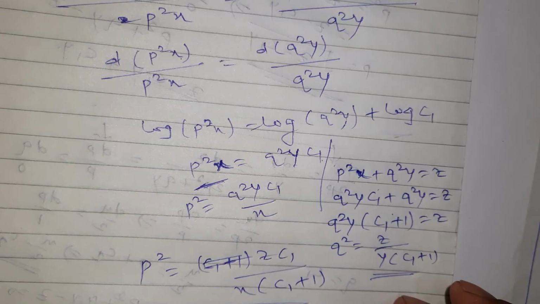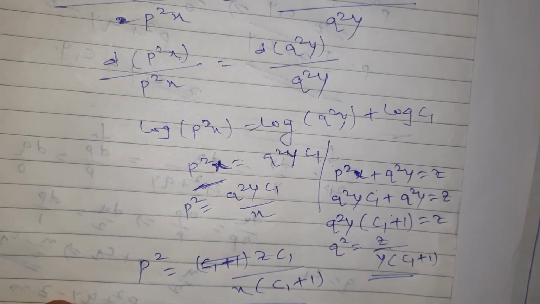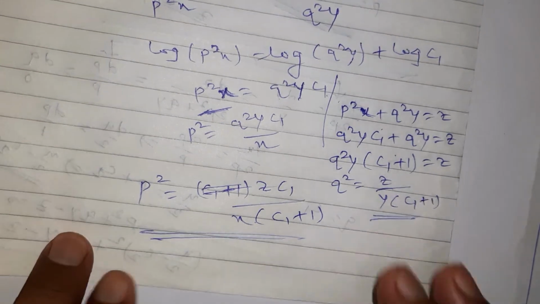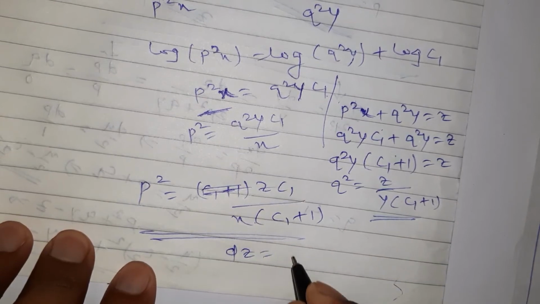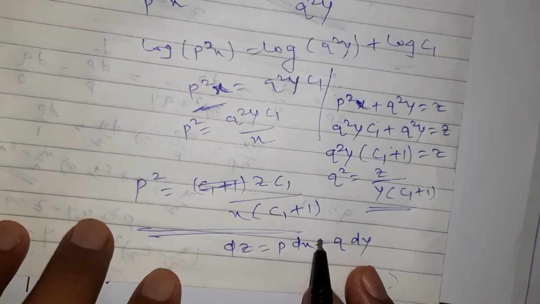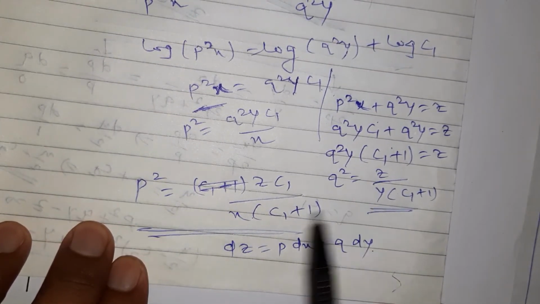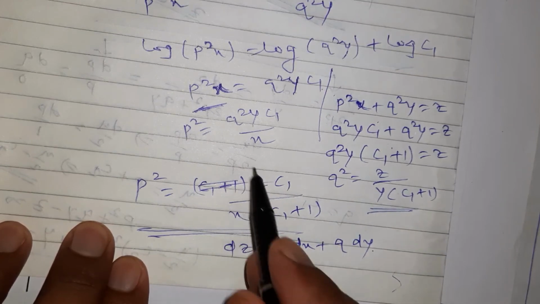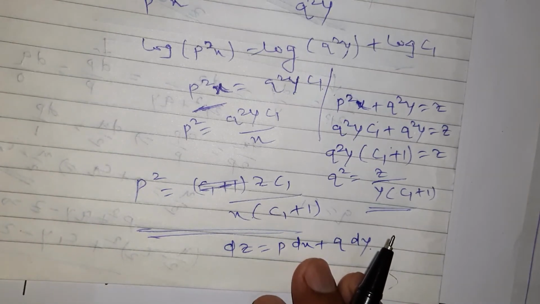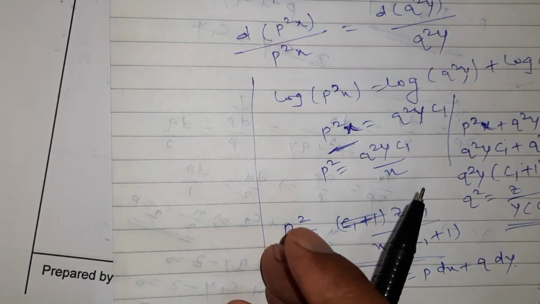Got both the values? Now we are going to substitute these values in our dz equation. So our dz equation is dz is equal to p dx plus q dy. So to write p dx plus q dy, I require p and q. I have p² and q², so I just write raised to half and I get my answer. Okay, so let's complete our answer here. I take a separate page.